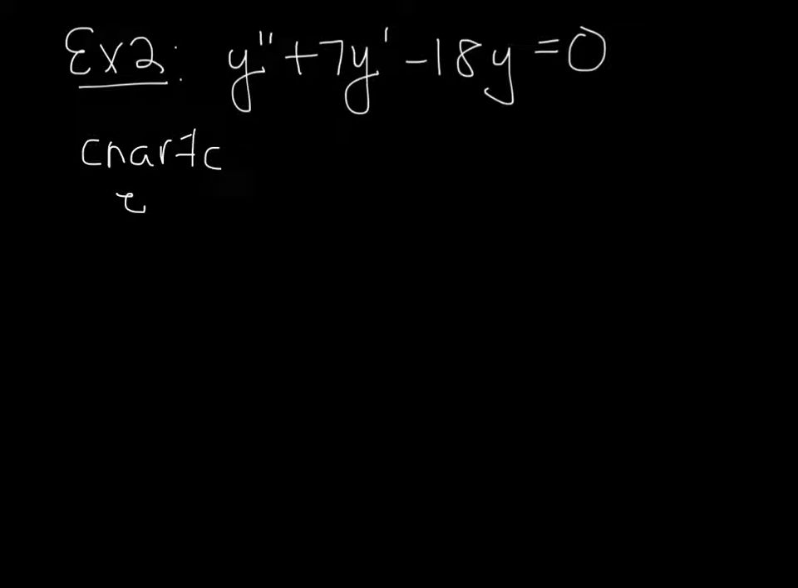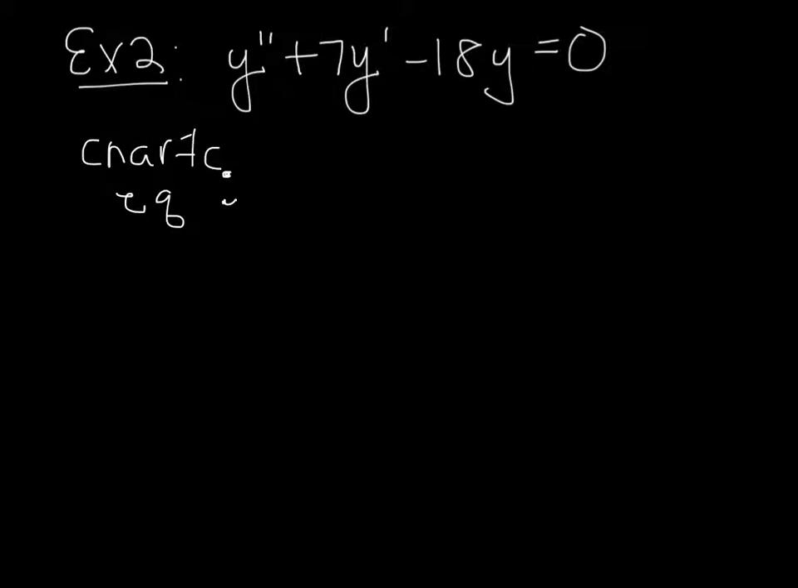The characteristic equation is also called the auxiliary equation in some books, but this book uses the characteristic equation. So if you see auxiliary equation, it's the same thing. It's basically a quadratic equation, a quadratic polynomial.